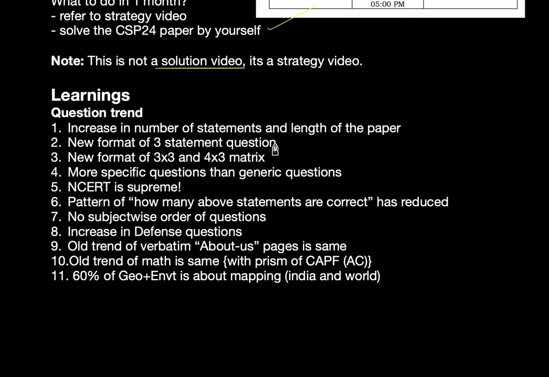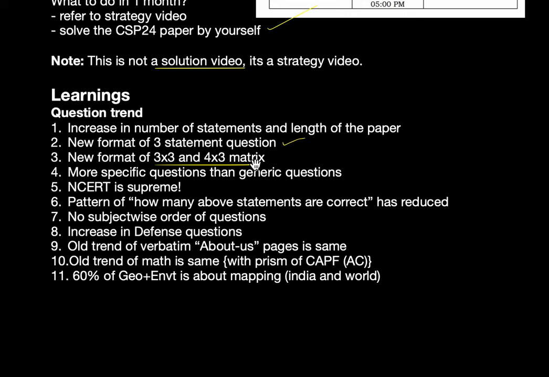There is a new format of a 3 statement question. I will show this downstairs. New format of 3x3 and 4x3 matrices. A defense question was asked in a 4x3 matrix. So we will see that.